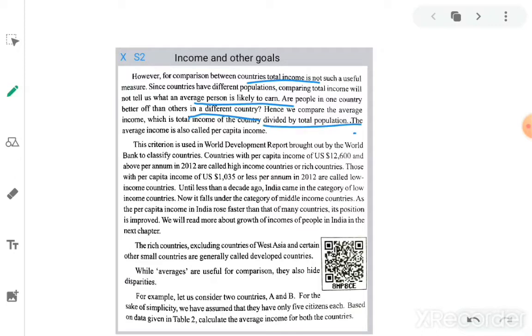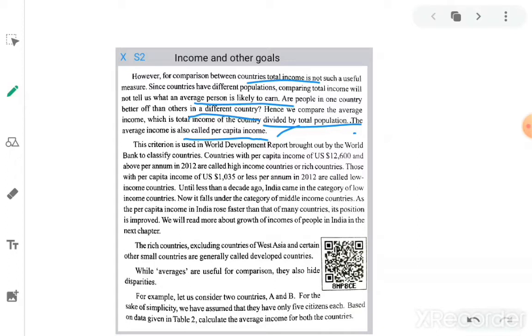Suppose the country's population is 10,000 and the individual income is 1,000. Based on one person's income of 1,000, we can calculate the total income of 10,000 people. The average income is also called per capita income. Per capita income means how much one person earns, monthly or yearly. So we can calculate all the personal incomes to find the total income of the country.